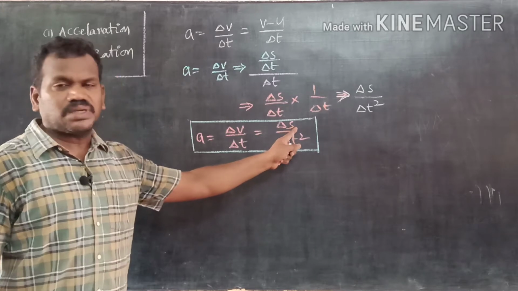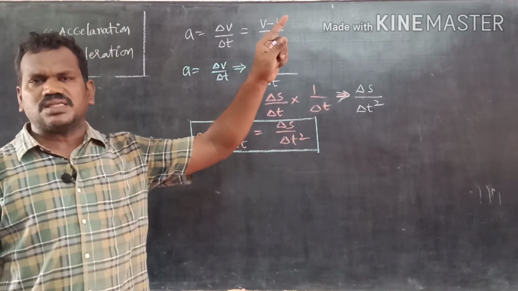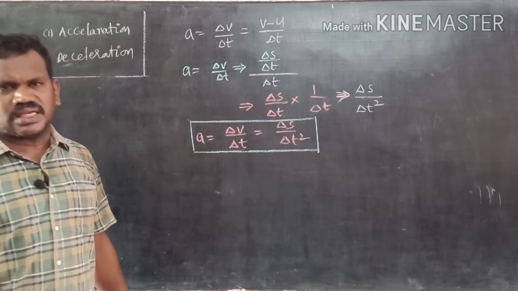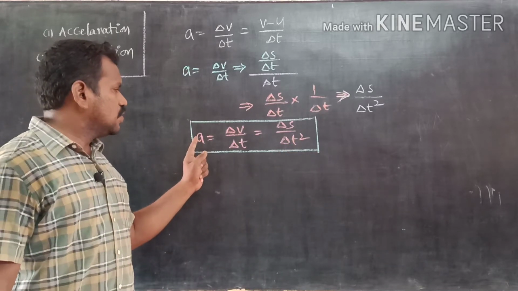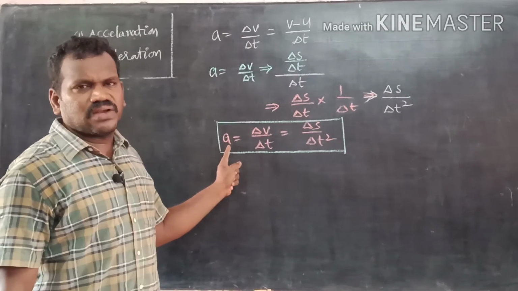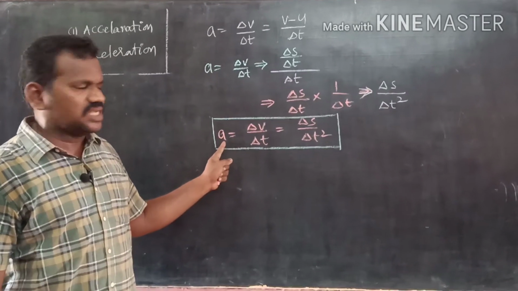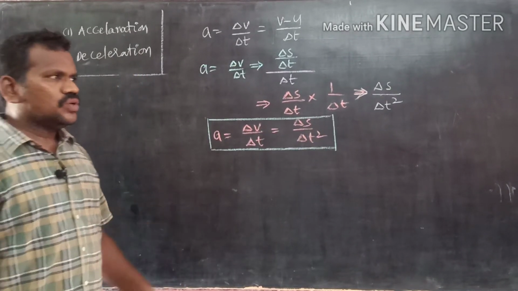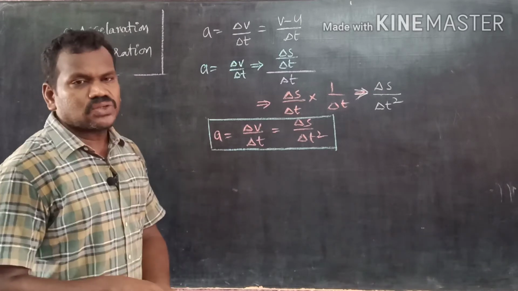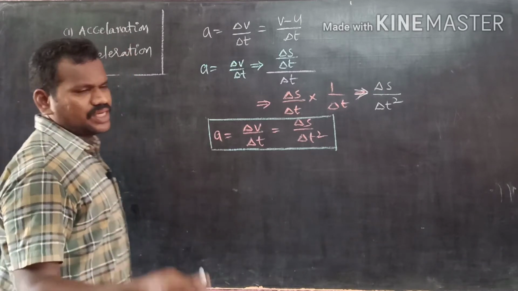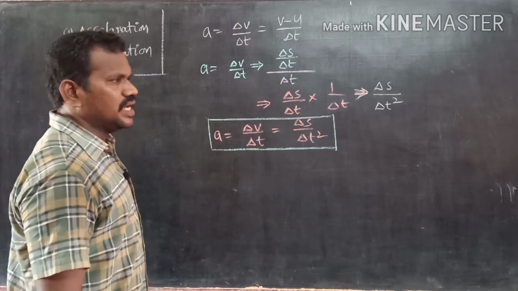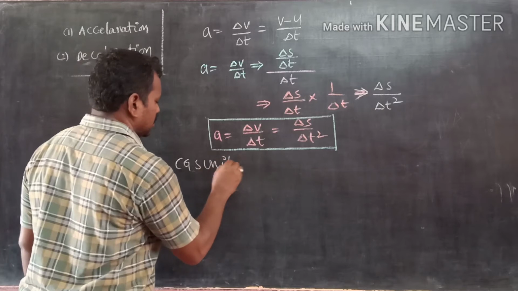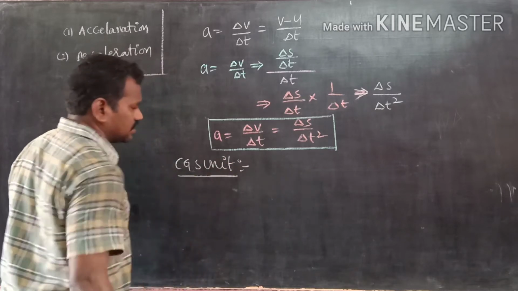Because displacement is nothing but the fundamental quantity, that is length, and as well as time, as we already explained earlier. This means we converted the derived unit like acceleration into the form of fundamental quantities. Now we have the ability to write the units, CGS unit as well as MKS unit.